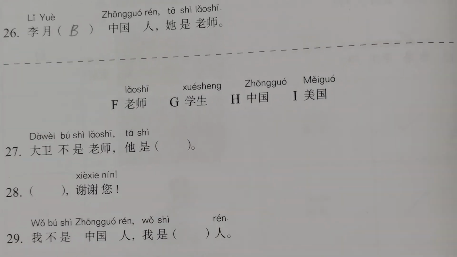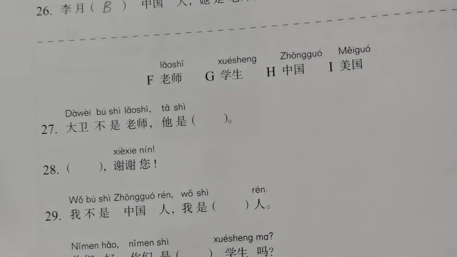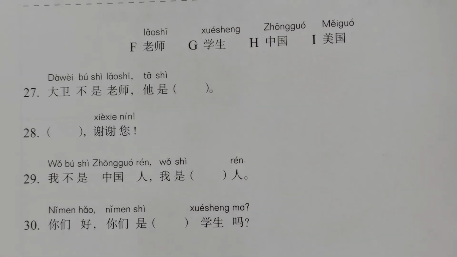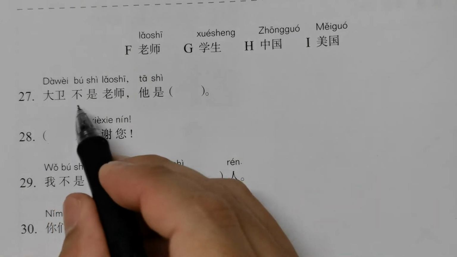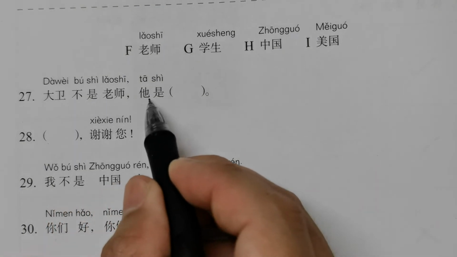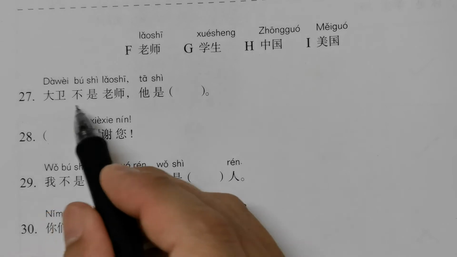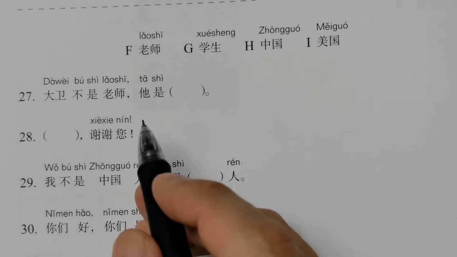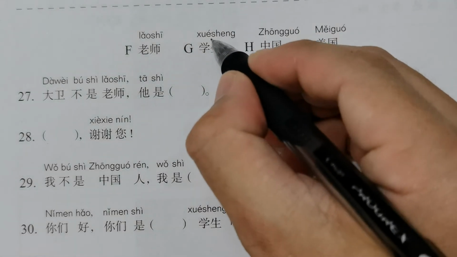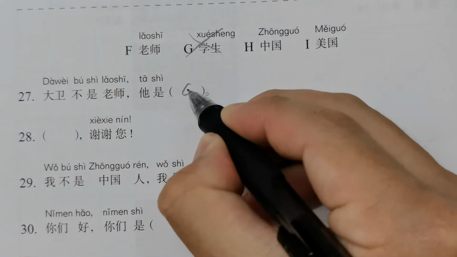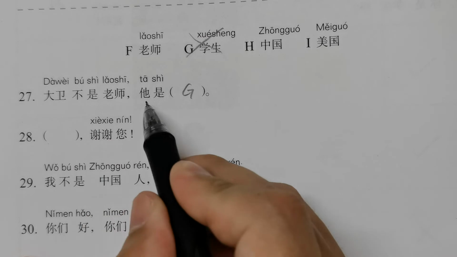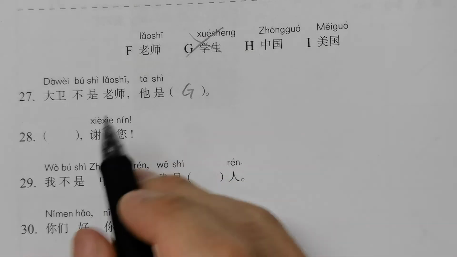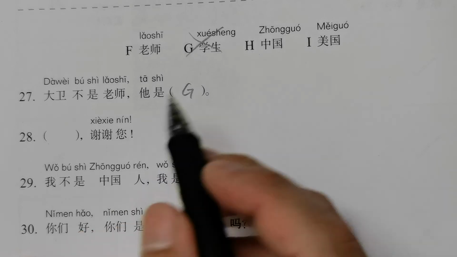And then the next part here. We have 4 options also. For 27, 大卫不是老师，他是. David is not a teacher, he is a student. So the answer is G. 大卫不是老师，他是学生。学生 is pupil or student.